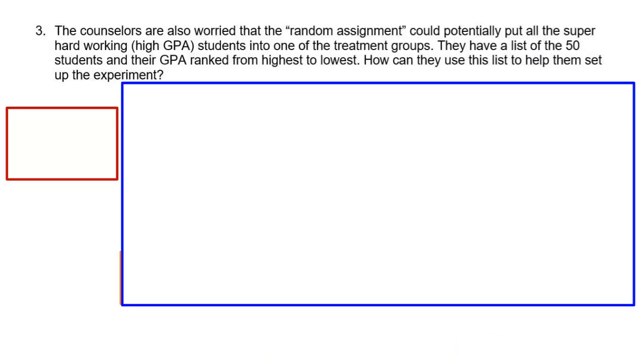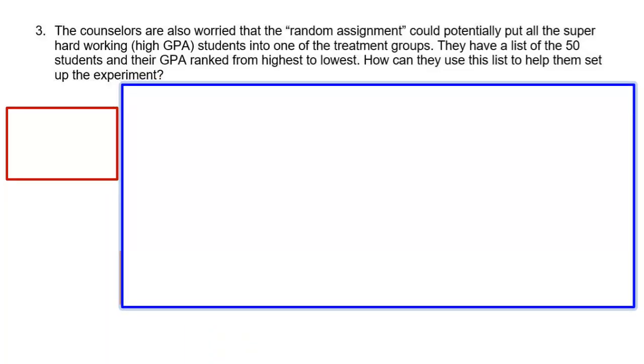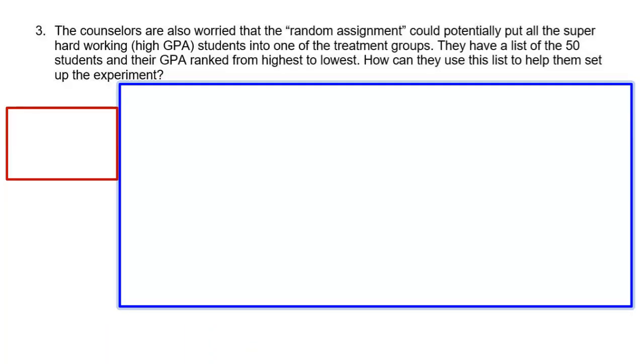The counselors are also worried that the random assignment could potentially put all of the super hardworking, high GPA students into one of the treatment groups. They have a list of the 50 students and their GPA ranked from highest to lowest. How can they use this list to help them set up the experiment? So what if we took our top 2 GPA students, whether they're juniors, whether they're seniors, whether it's one of each. We're going to take the 2 students with the highest GPA, and we're going to match them together. We're going to make a pair here.